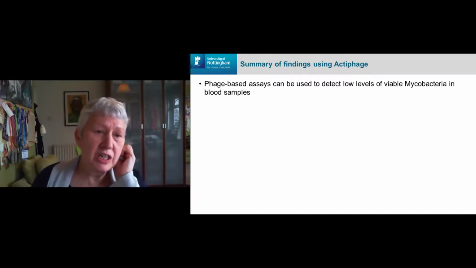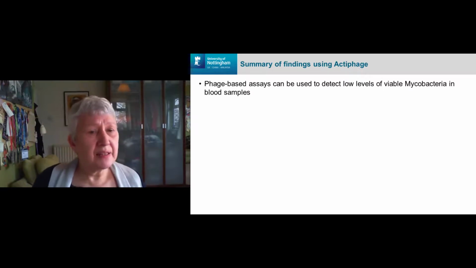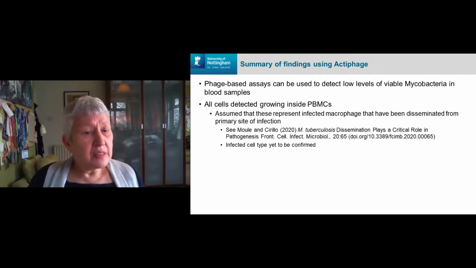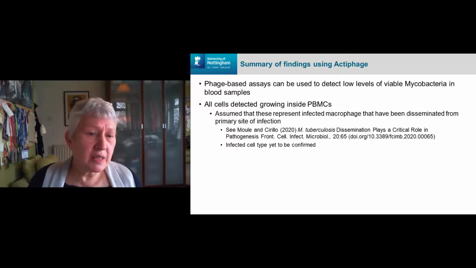So just to finish, to summarize what I've said, we now know that these phage-based assays can be used to detect low levels of viable mycobacteria in blood samples. We know that the cells are growing inside the PBMCs, and it's assumed that these represent macrophage that are being disseminated from the primary site of infection, but we still haven't done the work to prove that. So we still have to confirm which are the infected types of cells.